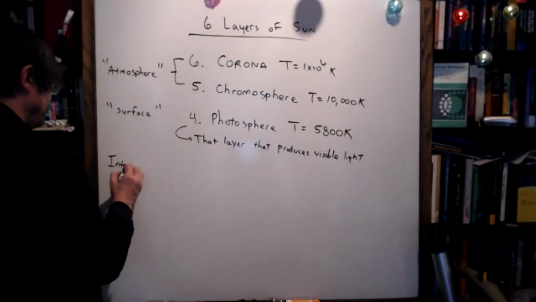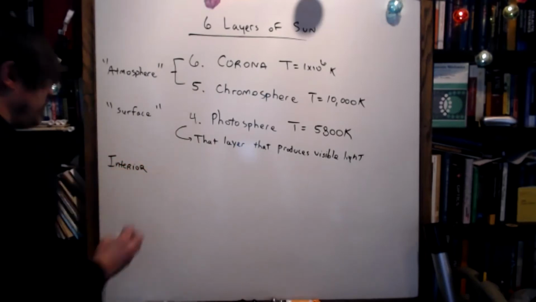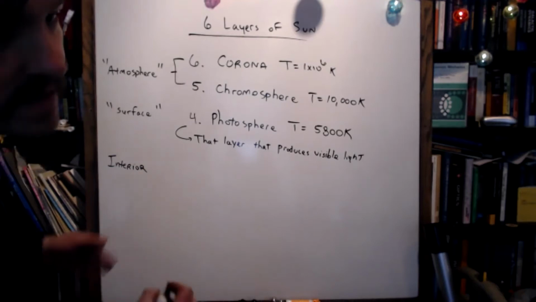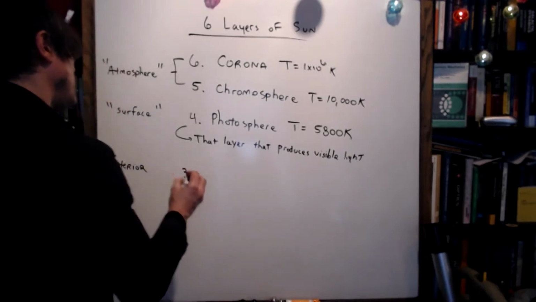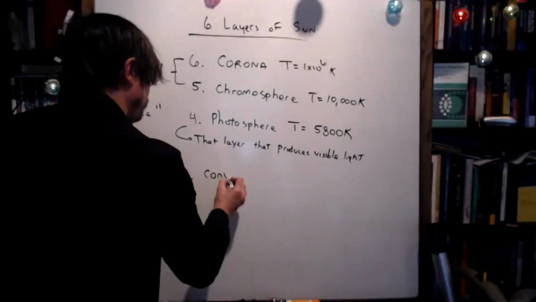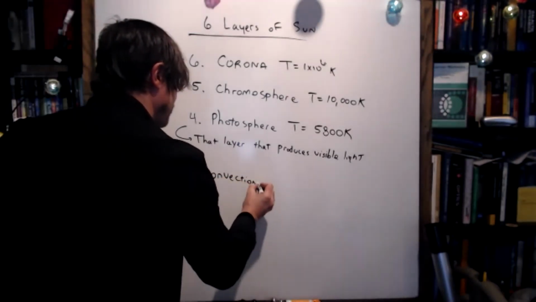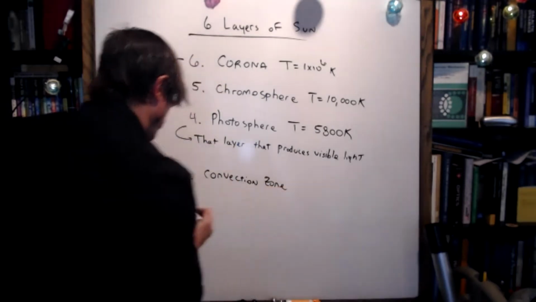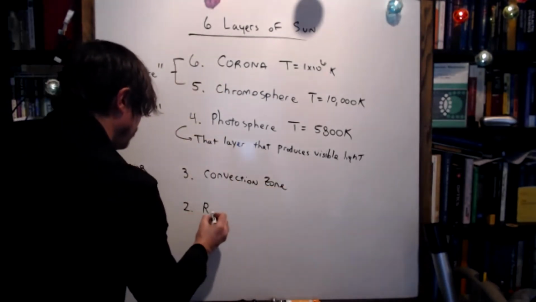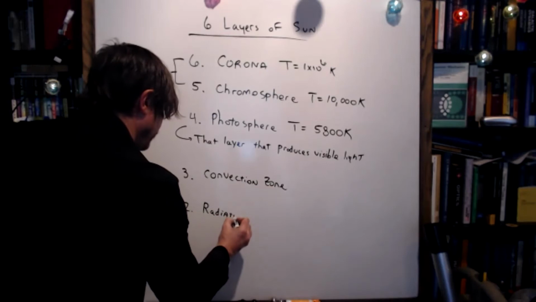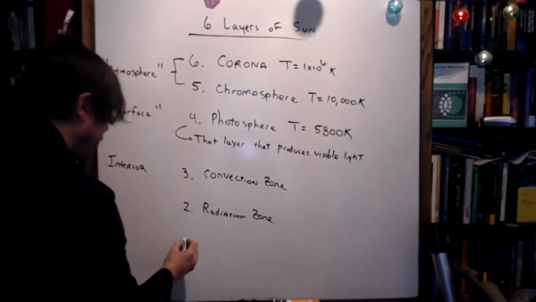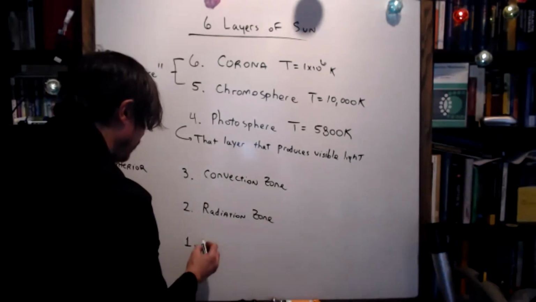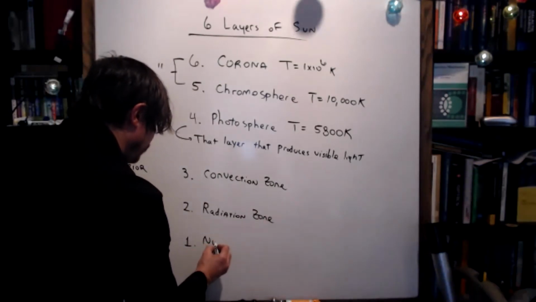Then we have the interior layers of the star, which we're going to have to learn more about next time. We have the convection zone. We have the radiation zone. And then we have the nuclear core.